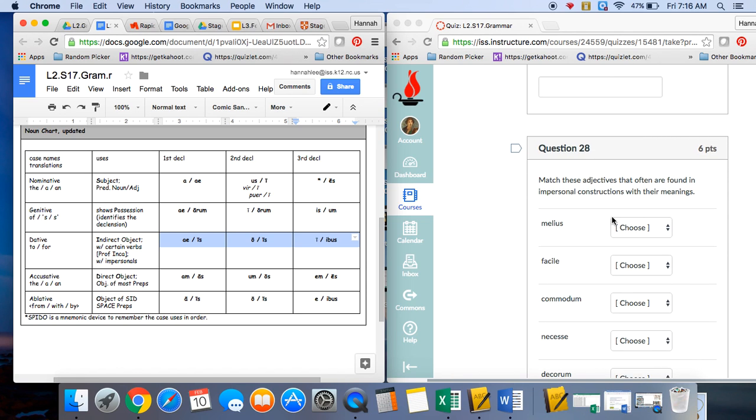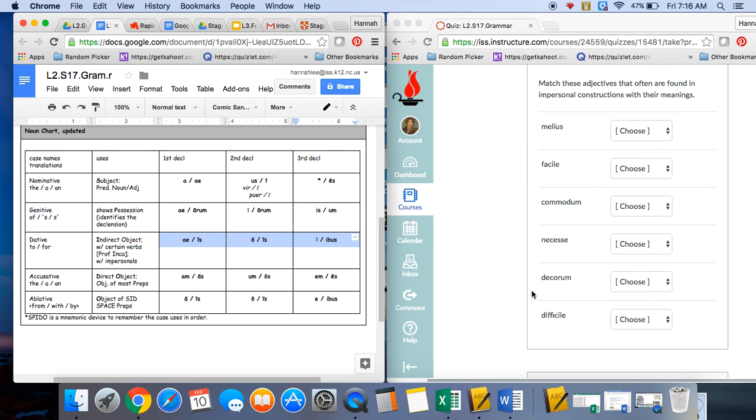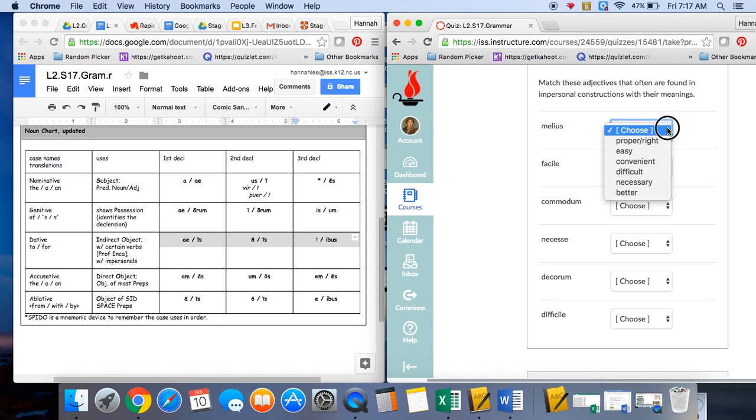Number 28. Match these adjectives that are often found in impersonal constructions with what they mean. These are the ones that are, it is easy, it is difficult, it is better, it is proper, it is necessary, those kinds of things. So melior is going to be better, facile is easy, commodum is convenient, necesse necessary, decorum proper, and difficile is difficult.